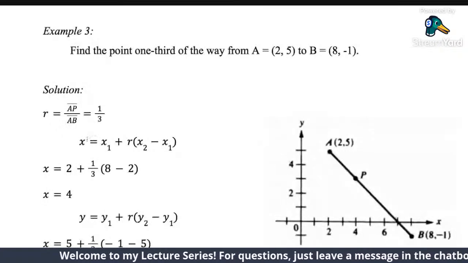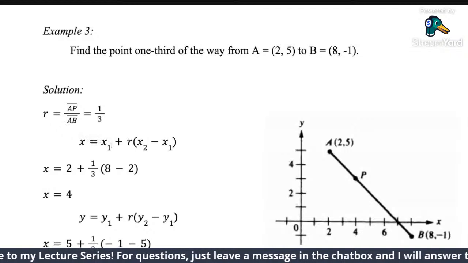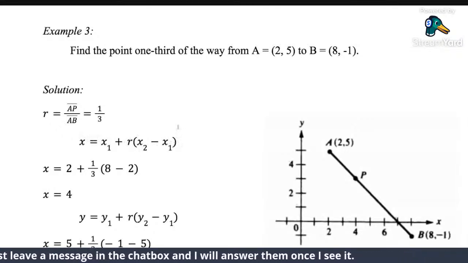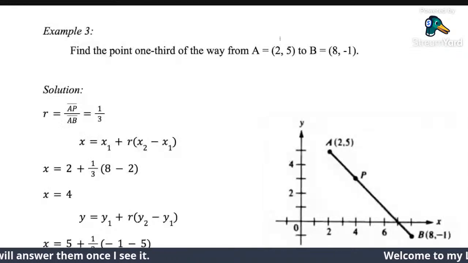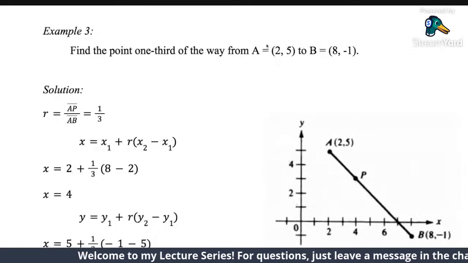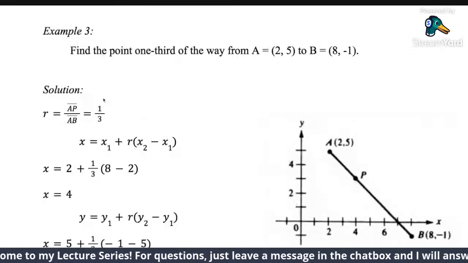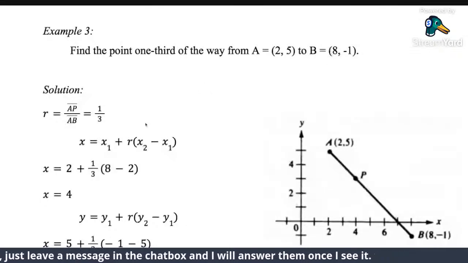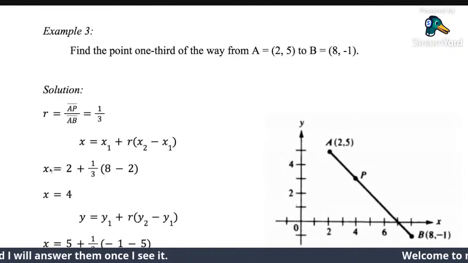Now, we can solve for the x coordinate. So x is equal to x sub 1 plus r times the quantity x sub 2 minus x sub 1, okay? So let's say if you assign A as your x sub 1, y sub 1, and B, x sub 2, y sub 2, we know that x sub 1 here is equal to 2, plus r, which is 1/3 given, times the quantity x sub 2, which is 8, minus x sub 1, which is 2. So 8 minus 2. Simplifying this, you'll have the x coordinate, which is equal to 4.